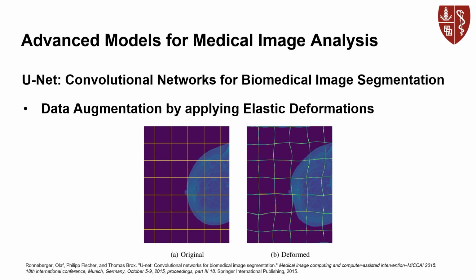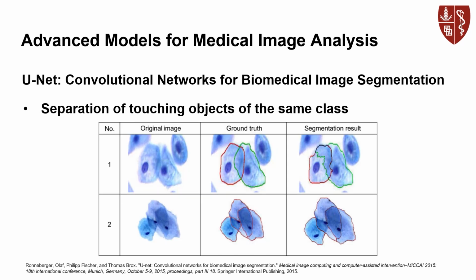So this is elastic deformation. And the third problem is that some of these cells overlap, like sheets of paper on top of each other. So how would you segment out a cell which is present underneath another cell, and vice versa? How do you do that? UNet naturally handles that using all of these techniques.